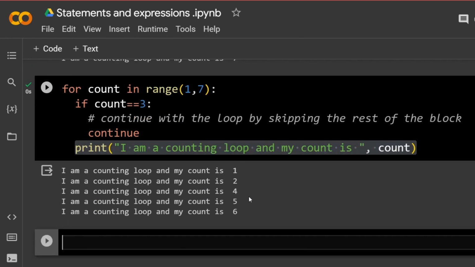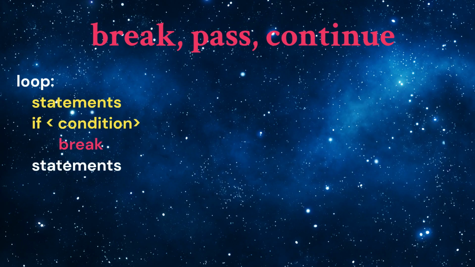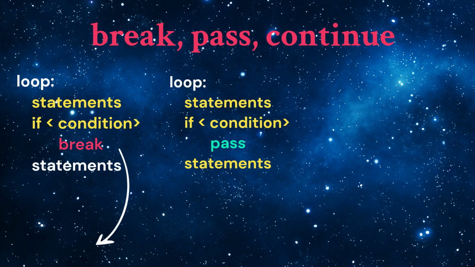Let's look at break, pass, and continue in a general way with this representation. So when you have a loop and you have an if condition followed by a break, the loop is exited as soon as the break has been encountered. And for a pass, you have a loop and an if condition and you put a pass statement. The following statements after the pass keyword are also executed.